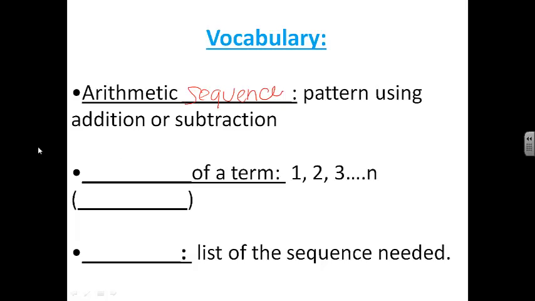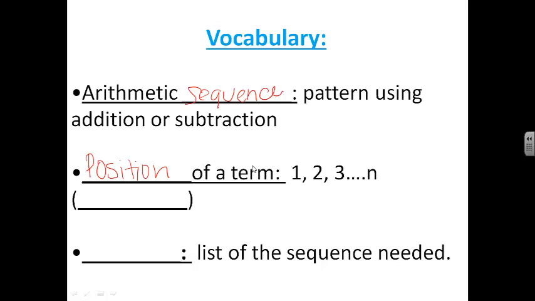Arithmetic sequence is a pattern using addition or subtraction. The next thing we're going to talk about is the position of a term. What's your position in football? Are you the quarterback? Are you the running back? In basketball we have point guards and all sorts of things. So you know what this word means. We're going to find the position of each number here. Just stay with me. I know it's kind of confusing right now, but it will all come together in the end.